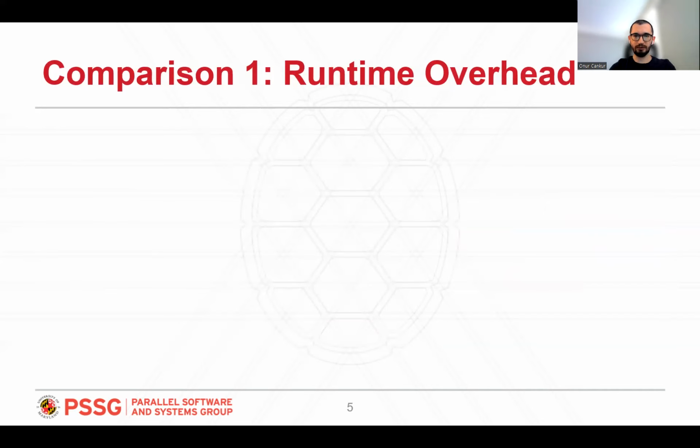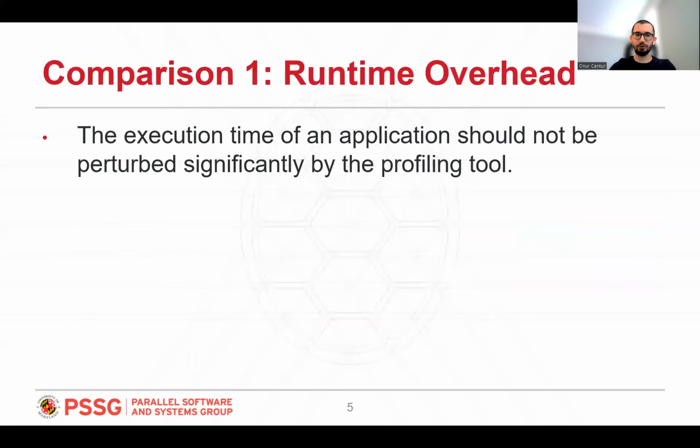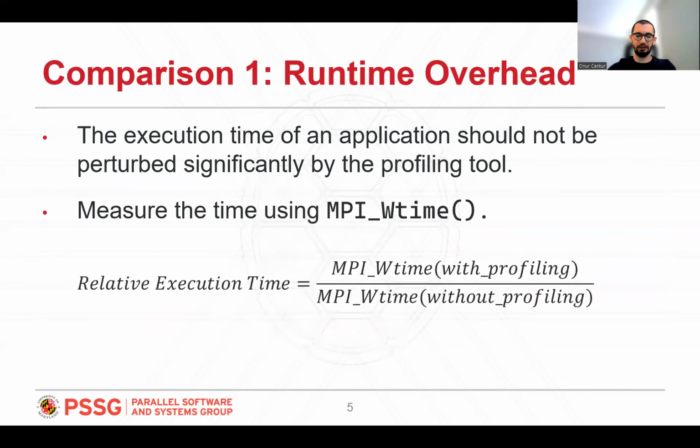The first comparison we make is the comparison of runtime overhead. The execution time of an application should not be perturbed significantly by the profiling tool. So we measure the execution time of each application using the MPI wall time function call, with profiling and without profiling. Dividing these two values gives us the relative execution time.